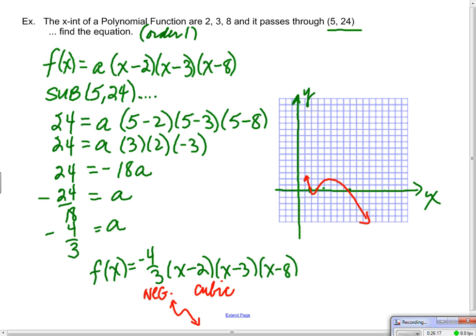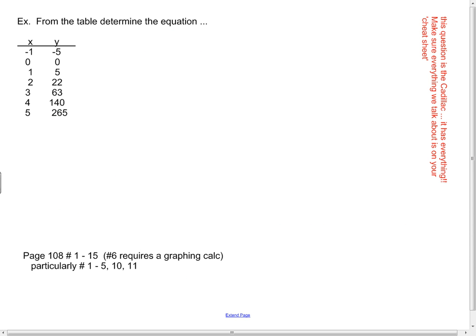At least the only point that I've been given is (5, 24). 1, 2, 3, 4, 5. So this right here is (5, 24). My scale is a little wonky. So that is a rough estimate of our graph from the x-intercepts and what we know about polynomial functions. Let's look at the last example.